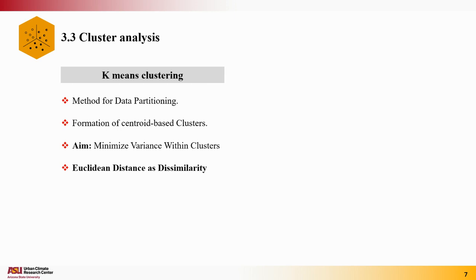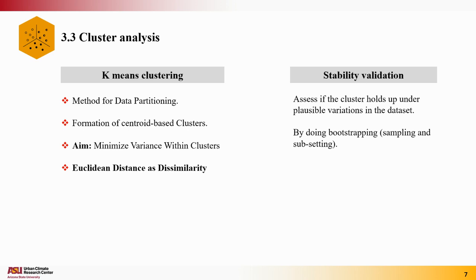For the cluster analysis, we use k-means clustering, which is a method for data partitioning that is based on the formation of centroid-based clusters. We minimize the variance within clusters, and we use the Euclidean distance as a measure of similarity. To test these clusters, we decided to perform stability validation. For this, we performed some variations in the original datasets by doing bootstrap, which is a technique for sampling and subsetting. In this case, we remove some observations, and we duplicate some observations, and we perform the k-means clustering. We compare both clusterings to see if the observations are classified in the same clusters.